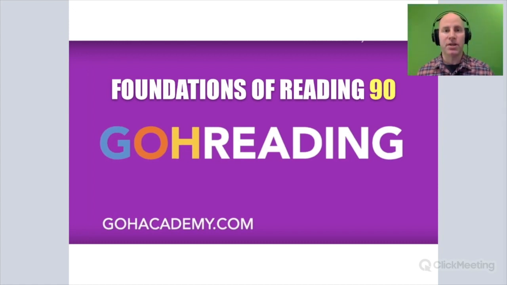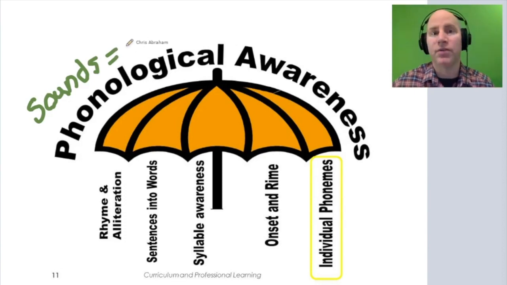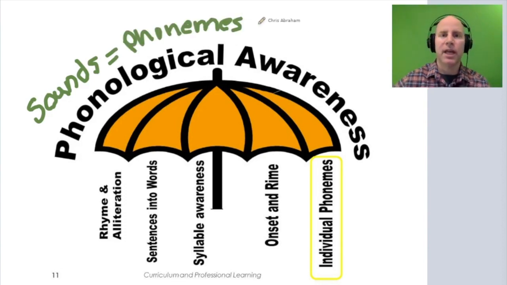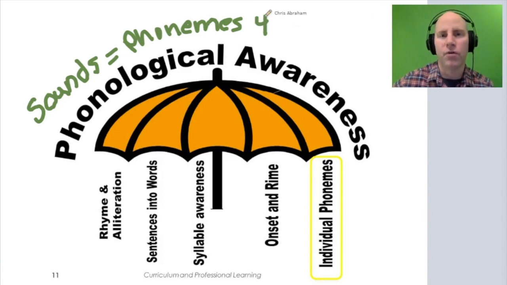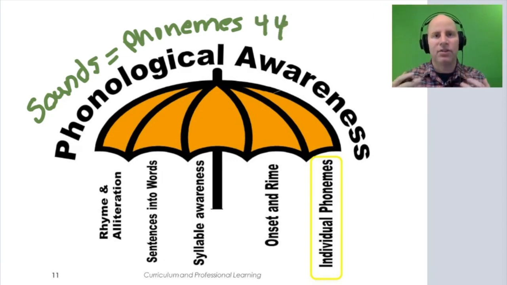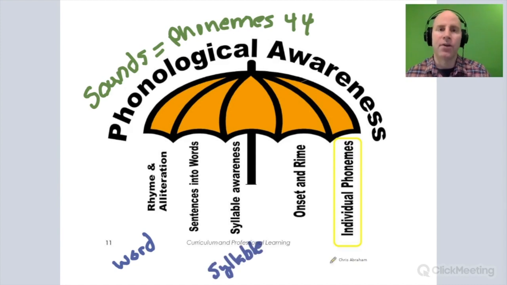Let's start with the first major idea, phonological awareness. When we think of phonological awareness, we're thinking about hearing sound, and we call those sounds phonemes. And in the English language, there are 44 distinct sounds, or 44 phonemes, that we're trying to have students hear. So any activity involving phonological awareness is designed to build that awareness of those 44 phonemes on three major levels: the word level, the syllable level, and the phoneme level.